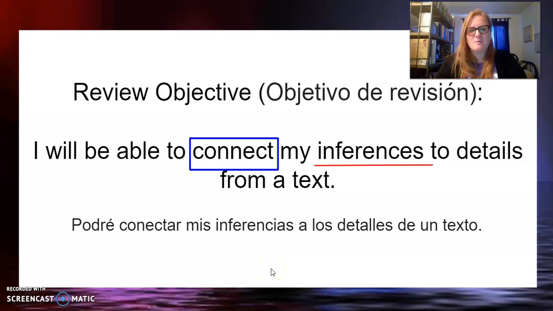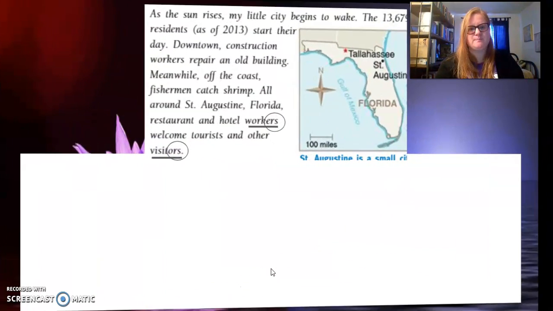All right, welcome back. Now we are moving on to English language arts. I will be able to connect my inferences to details from a text. Now, what do you suppose inferences mean? We have talked a lot about inferences in the past, and inferences are kind of like your guess, almost kind of based on a feeling. Okay, but we'll talk about that a little bit more later.